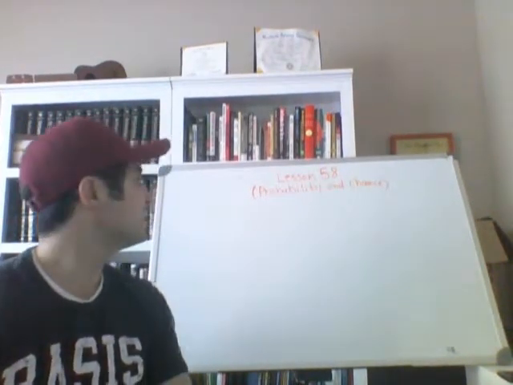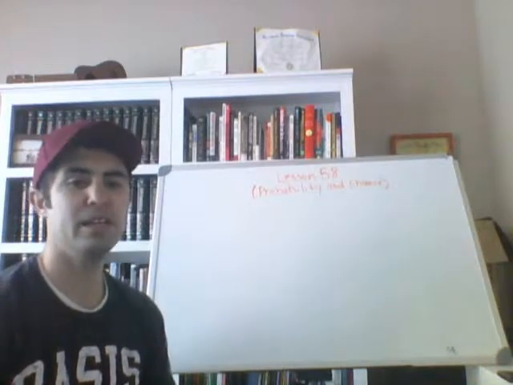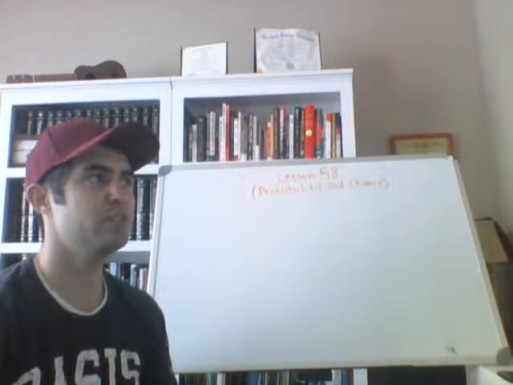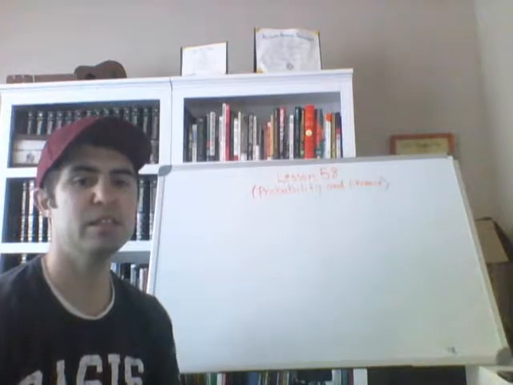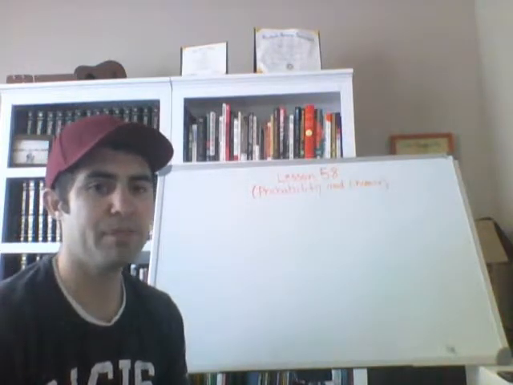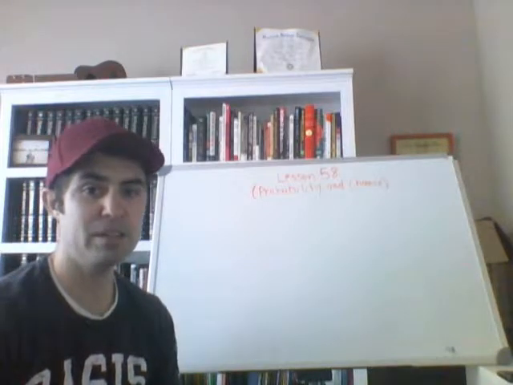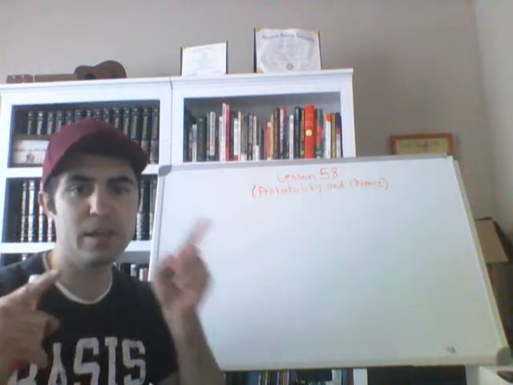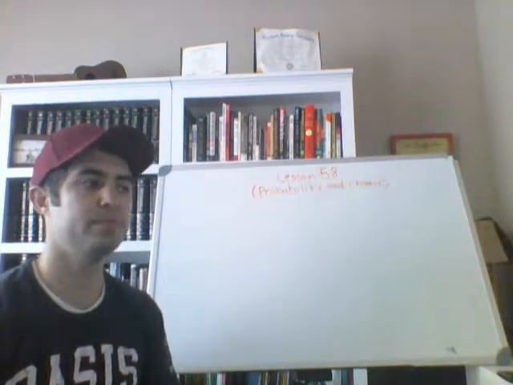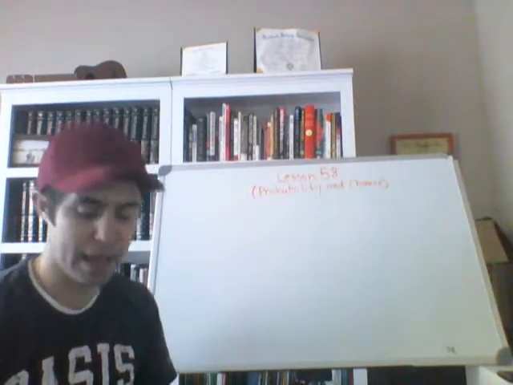Alright, so what is probability and chance? Probability is how mathematicians use numbers to make sense of certain events happening. So how likely is it that a certain event happens? Well, we assign numbers to it, and then that tells us how likely something is to happen.